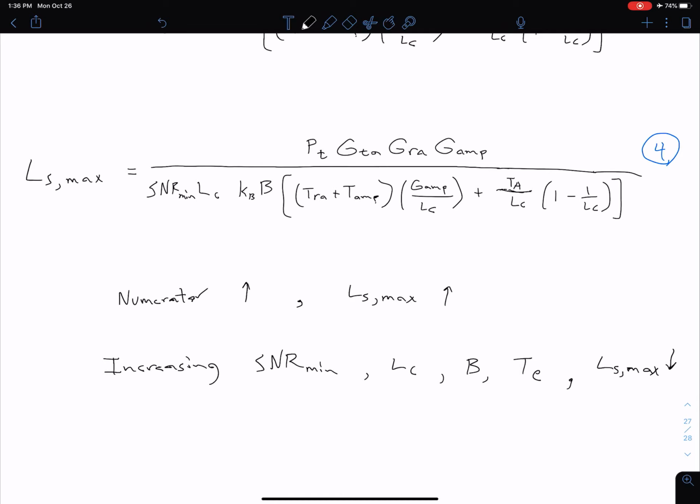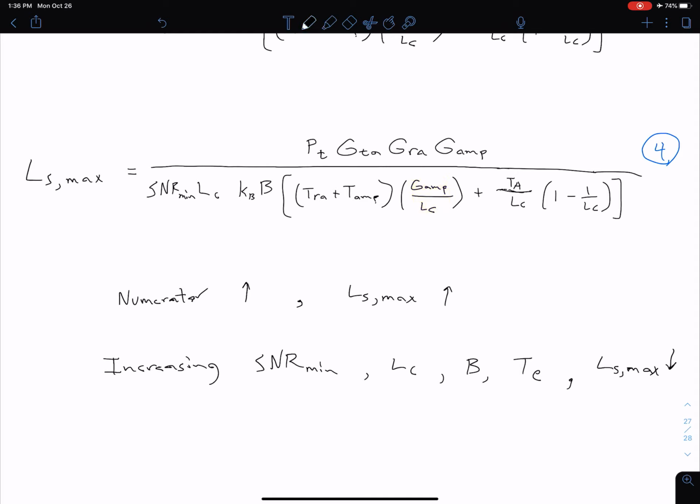The one other thing that we can look at is this ratio here, where we have LC in a couple of places. We can see that as that G amp gets larger, the effect of LC in that particular term becomes less significant. So there are sort of two reasons why we want to have that G amp be a little larger.